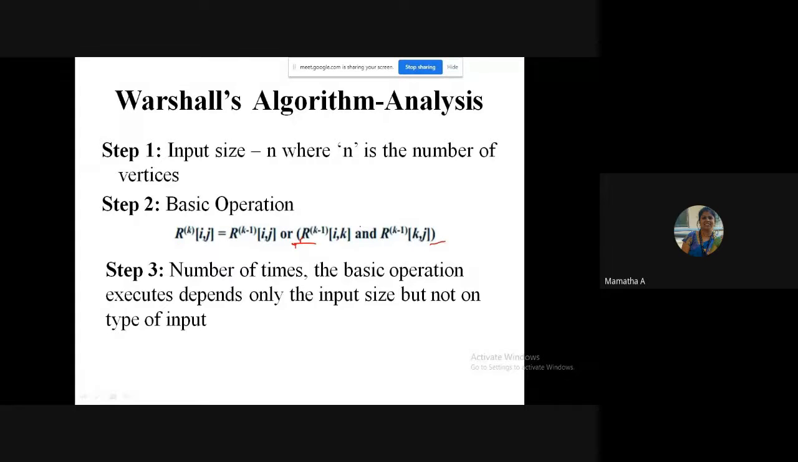And you can also observe step 3 tells you whether you want to analyze worst, best, and average. You can observe here the number of times the basic operation is being executed depends only on the input size, but not on the type of input. Isn't it? There's no type of input here. What is it? You're just giving a graph. The graph varies depending on the input size, that is, the number of nodes. If you give a 4 cross 4 matrix, it means there is a graph of 4 nodes. Only that variation you will have. No type of input is present here. So there's no need to analyze worst, best, and average.